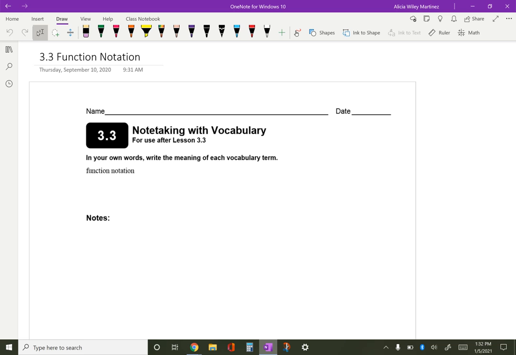Hello, Algebra 1. Today I'm going to be going over section 3.3, function notation. You will find this on page 71 of your student journal.